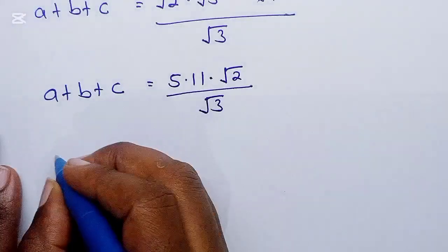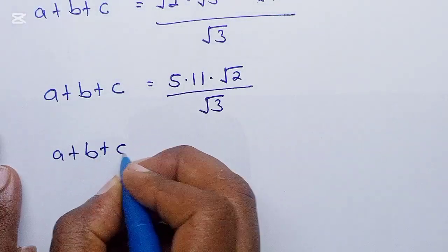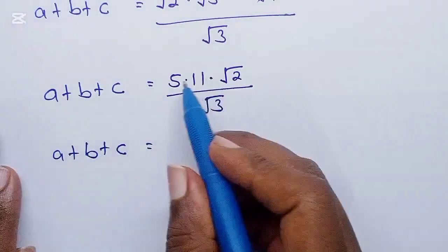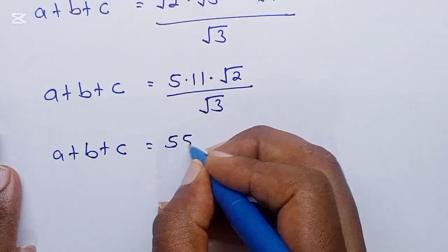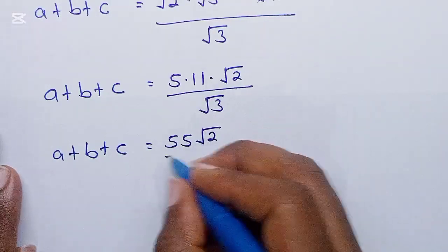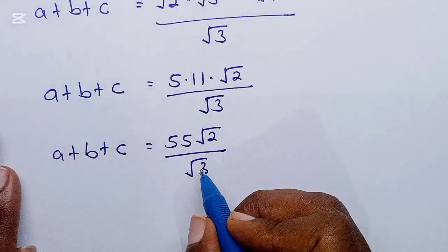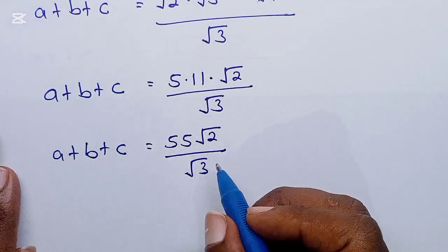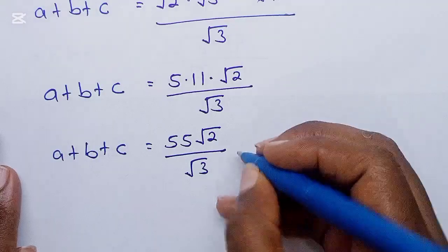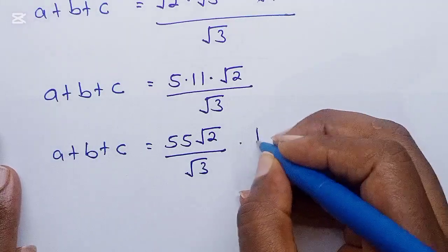Okay, so A plus B plus C is equal to 5 times 11 is 55. This is 55 root 2 over root 3. But we need to rationalize this denominator. So we shall multiply both the numerator and denominator by root 3.